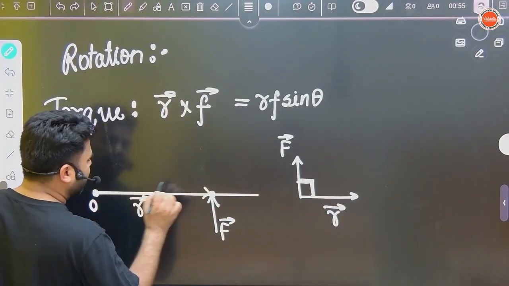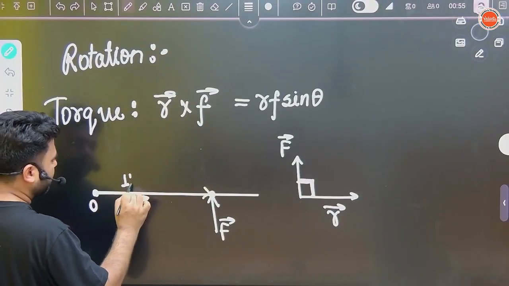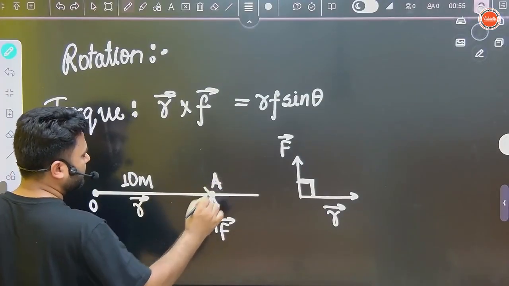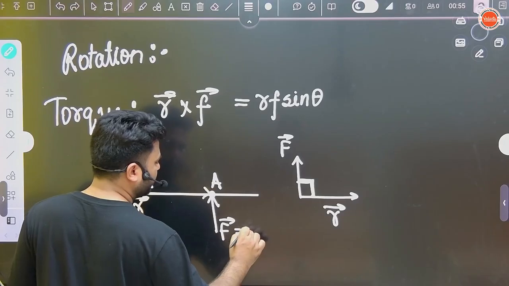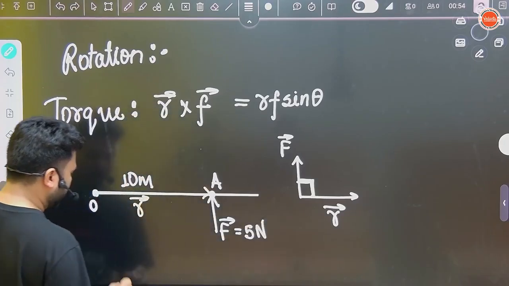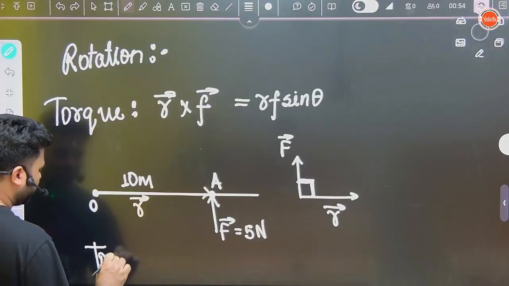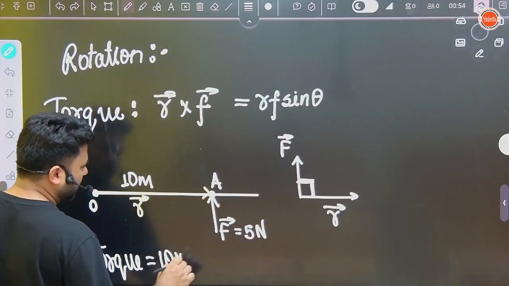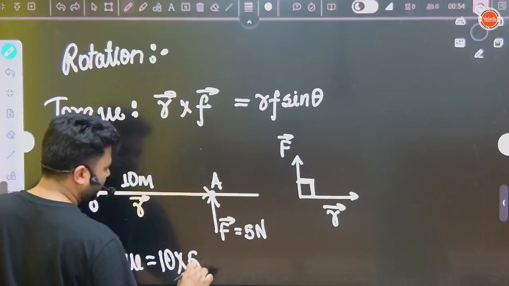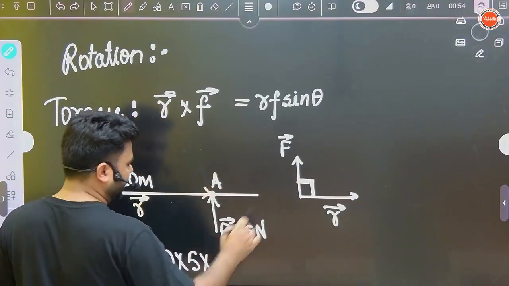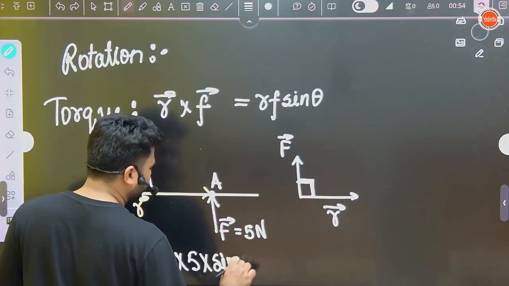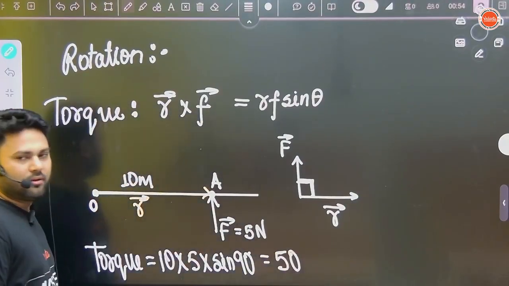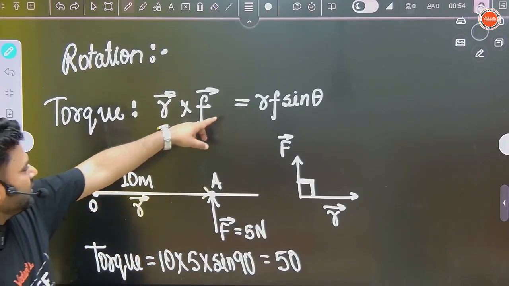Suppose this distance is 10 and the force is 5. In this example, what will be our torque? Torque will be distance, that is 10, multiplied by force, that is 5, multiplied by sine theta. Angle is 90, so sine 90. Sine 90 value is 1. So how much you are getting? 10 into 5, 50.